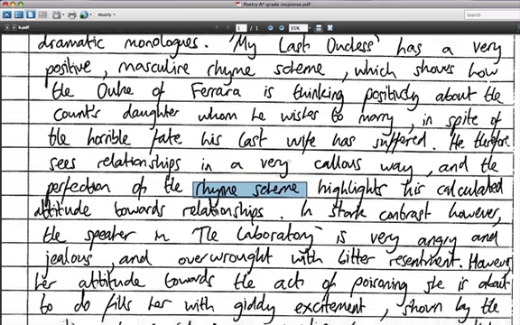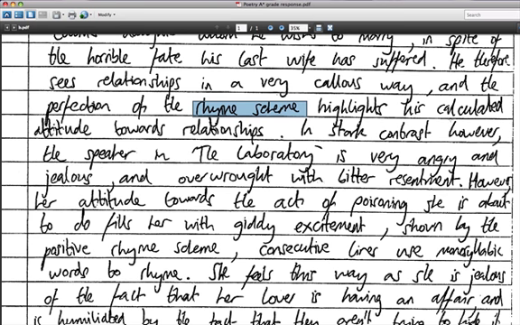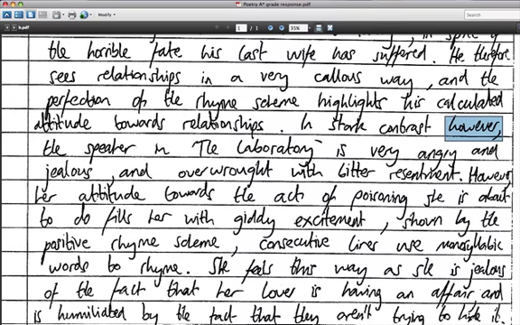In stark contrast, however, the speaker in the laboratory is very angry and jealous and overwrought with bitter resentment. Okay, so we've got our first piece of comparing there. However, contrasting, should I say. However, the laboratory is very angry and jealous and overwrought with bitter resentment.